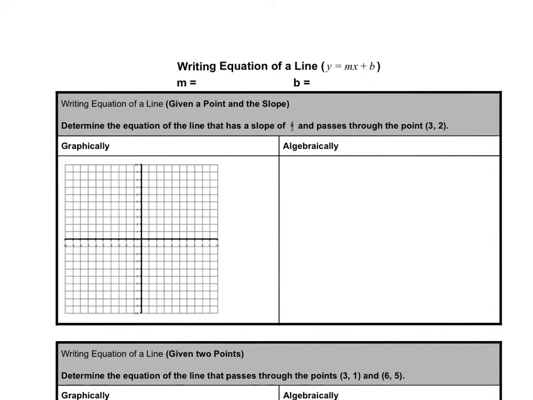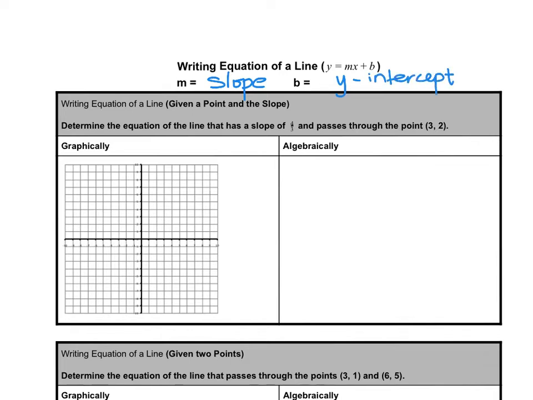This lesson is to write an equation of a line. And to write an equation of a line, we will use the y equals mx plus b form. So we will use the slope-intercept form. So just quickly reviewing again, m stands for slope and b stands for y-intercept.